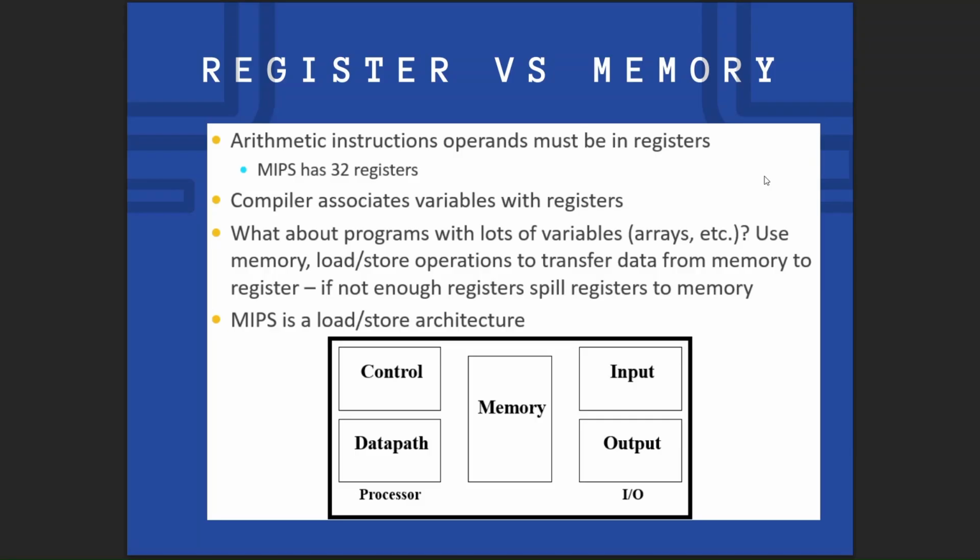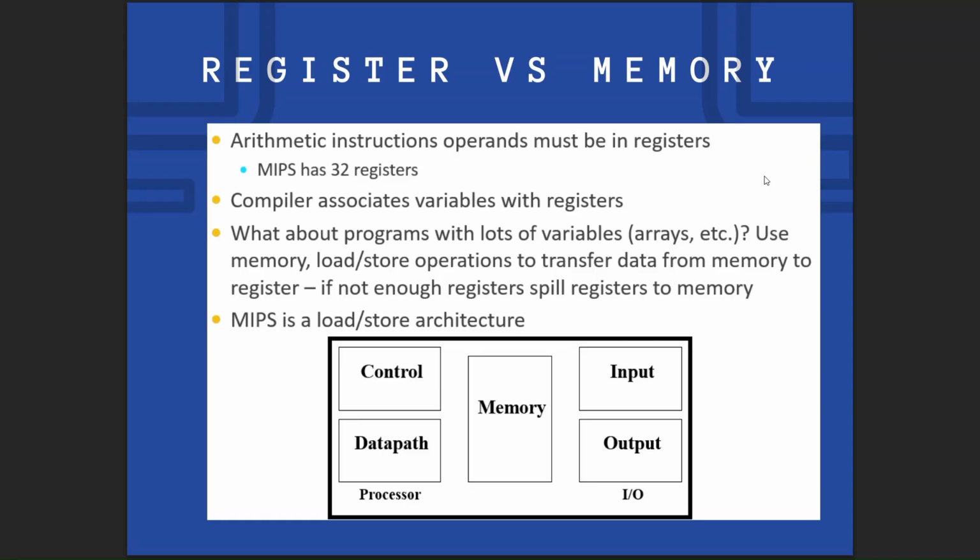When there are not enough registers for all active variables, the compiler spills registers to memory, temporarily saving register values to memory and loading them back later. This design is why MIPS is called a load-store architecture. Only load and store instructions access memory. All other operations work exclusively with registers.